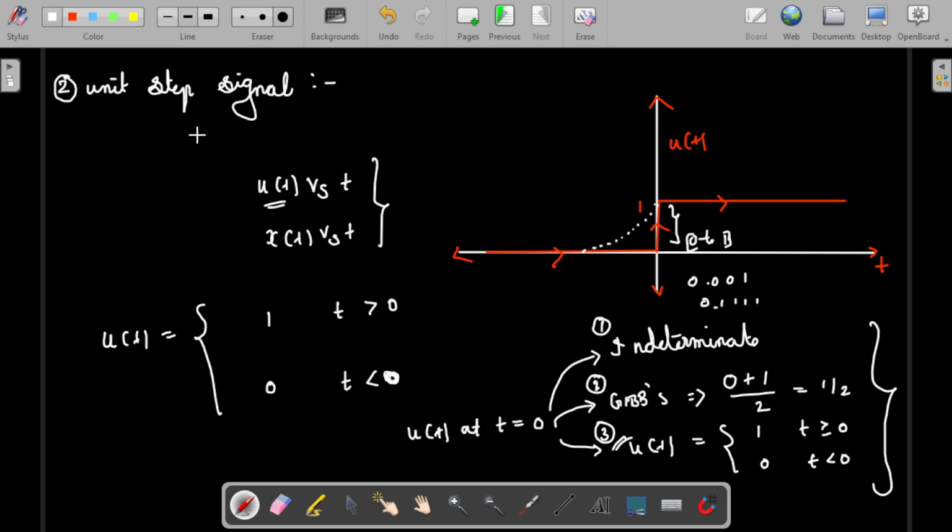So from here, I have given you some understanding of the unit step signal. From the next class, we will be kickstarting the properties of the unit step signal.